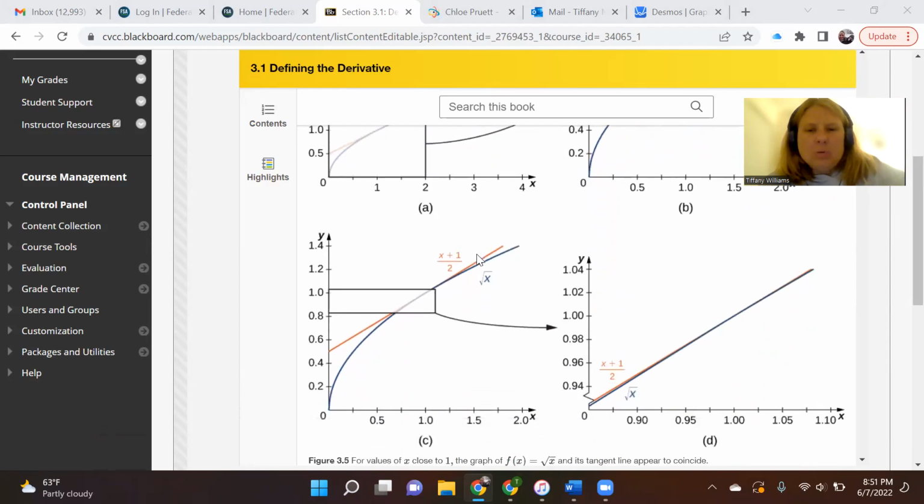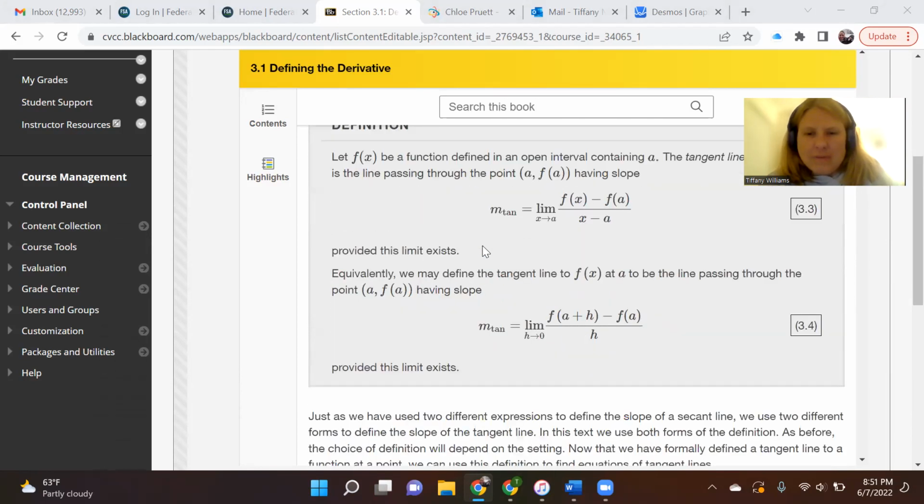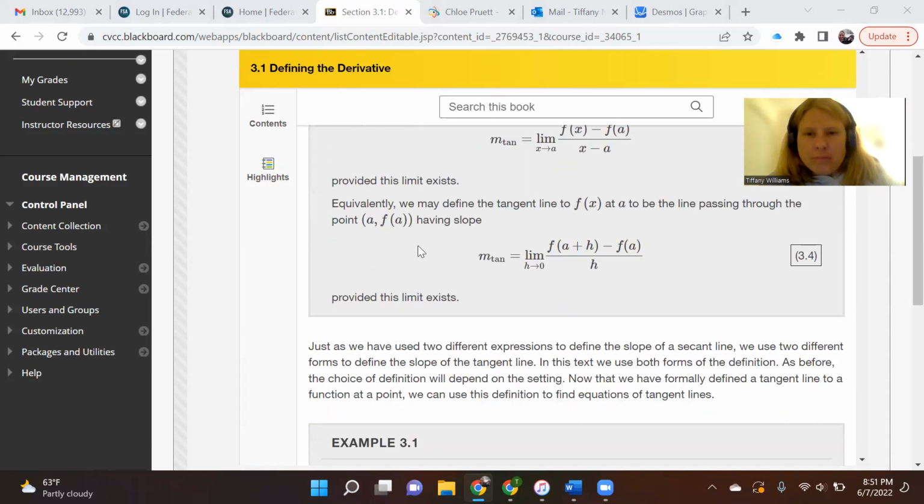So I don't want to spend too much time on that because we really talked about that definition a lot last time.